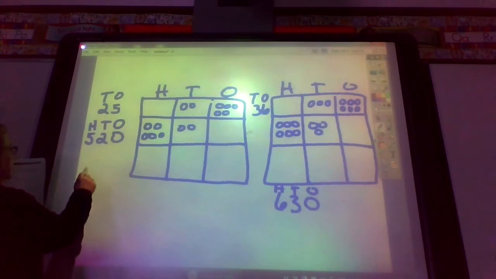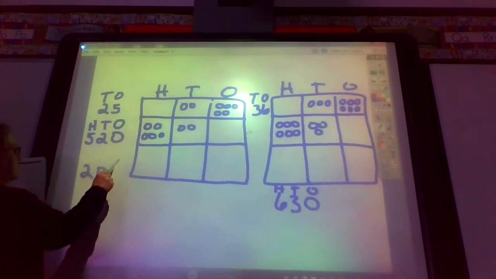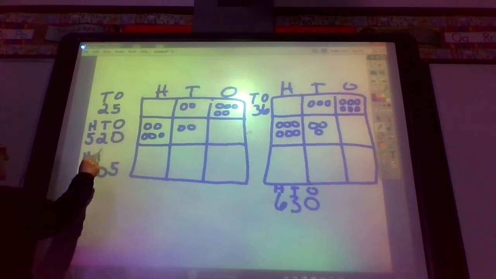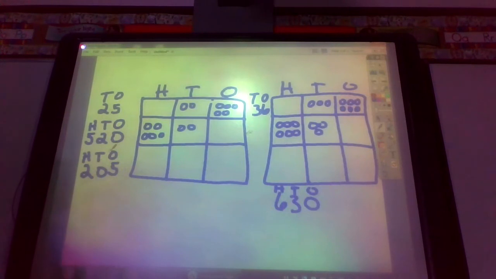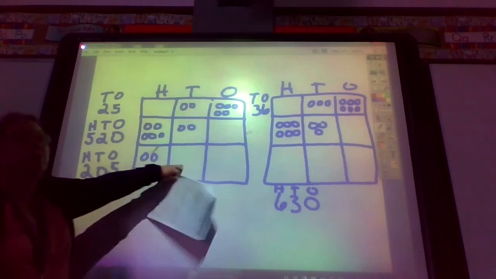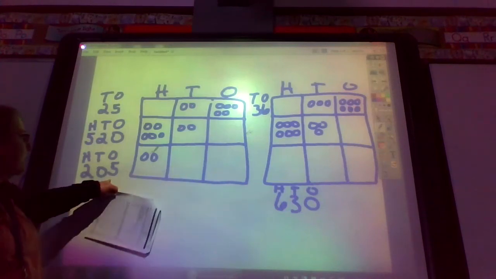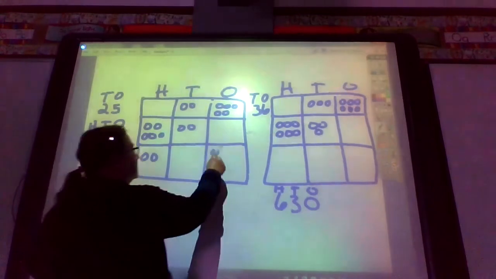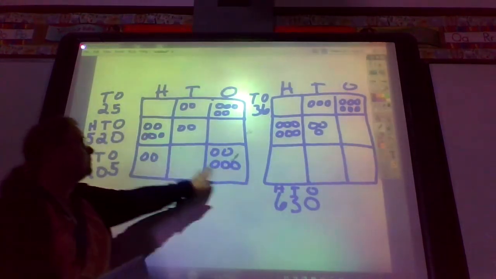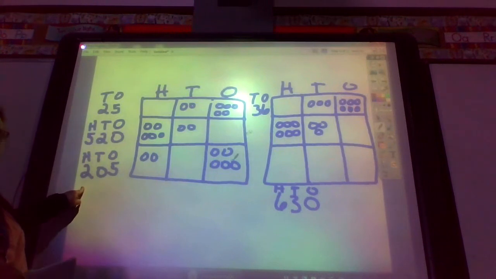Let's do one more on each side. Let's do this one here, 205. Let's label. Hundreds, tens, ones. How many hundreds do I have? 2. How many tens? 0. I'm not going to put anything there. How many ones? 5. 1, 2, 3, 4, 5. This shows 205, and that is my number.